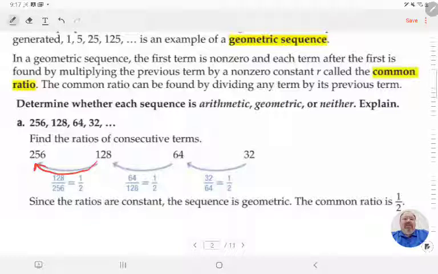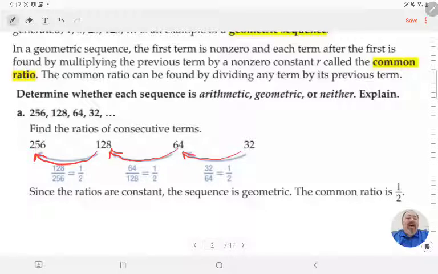Then we could take 64 over 128. That would be 1/2. And 32 over 64 would be 1/2. Since the ratios are constant, the sequence is geometric, and the common ratio is 1/2. Okay? So that is geometric.